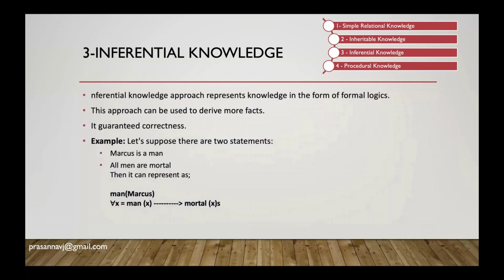And the next is inferential knowledge. Let's take this example, it is much easier. Let's take that Marcus is a man, all men are mortal. Then the representation can be: Marcus is a man, and for all men, considered as X, they can be considered to be mortal. So this is one way of representing. It is an inferential knowledge representation, so we are inferring from the actual facts which are shared with us.